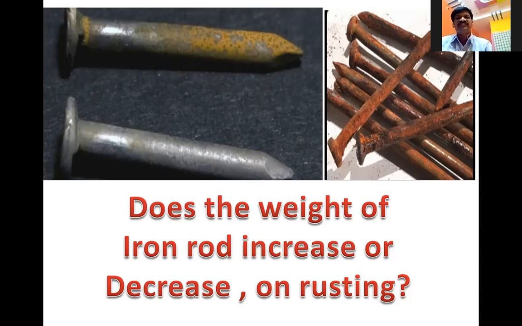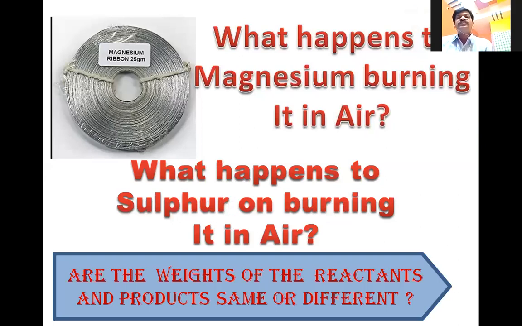But after completion of this lesson, we can conclude about it. And also we observe another activity, that is the magnesium ribbon. We observed the magnesium ribbon in our lab activity. In 8th class, in the metals and non-metals lesson, we burnt the magnesium ribbon and observed the formation of ash, magnesium oxide, as well as a very bright flame. What happens when magnesium is burnt in air? As well, what happens to sulfur on burning it in air?